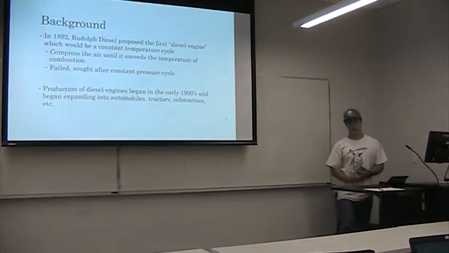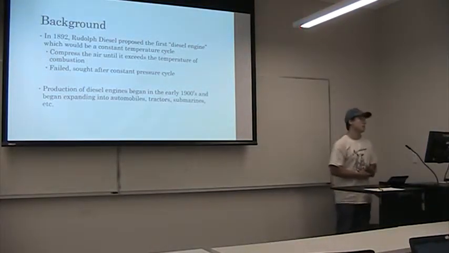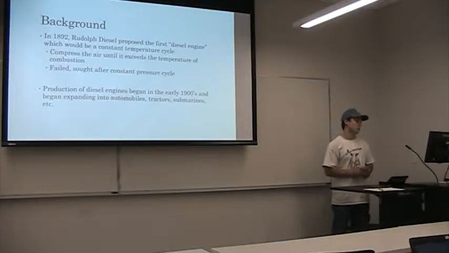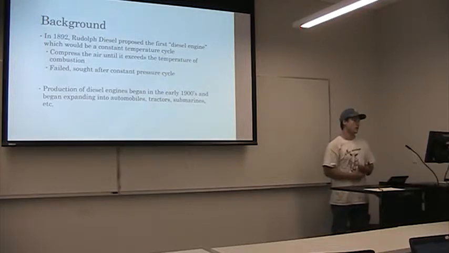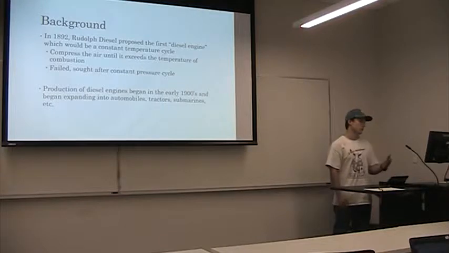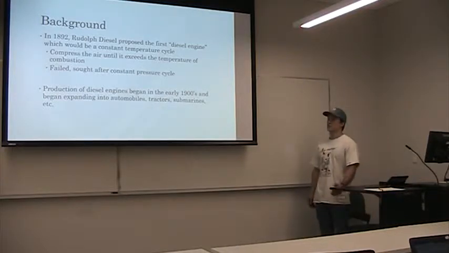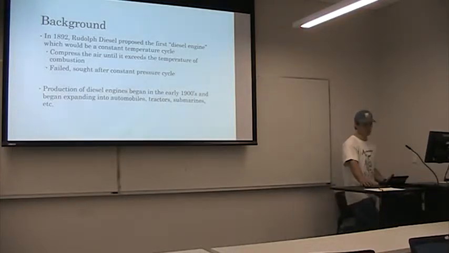So to give some background on diesel engines, in 1892, Rudolf Diesel proposed the first diesel engine, which would be a constant temperature cycle. He found that the goal of this constant temperature cycle was to compress the air until it exceeds the temperature of combustion. And he figured out that he couldn't really do that, so then he started seeing if he could create a constant pressure cycle. And that's how diesel engines perform now. It's a constant pressure cycle.